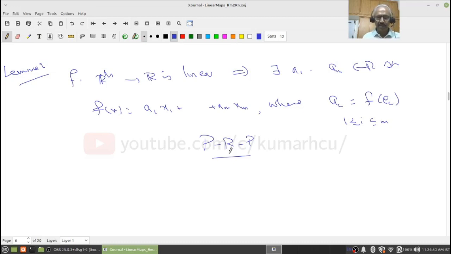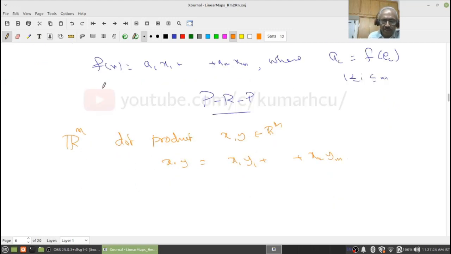Now let's just have a slight digression. As I said, this was lectured to some engineering students who are working in data science. Therefore on Rm we have what is called the dot product. If I have two vectors x and y in Rm, then x dot y is defined to be x1 y1 plus and so on up to xm ym.